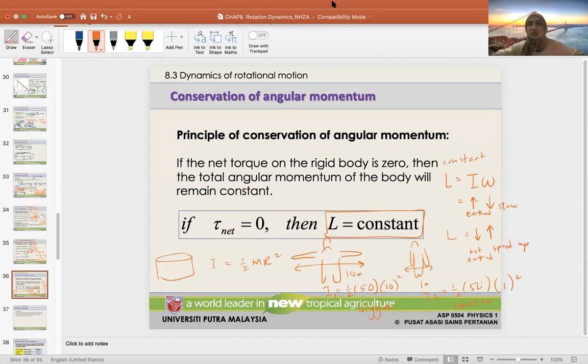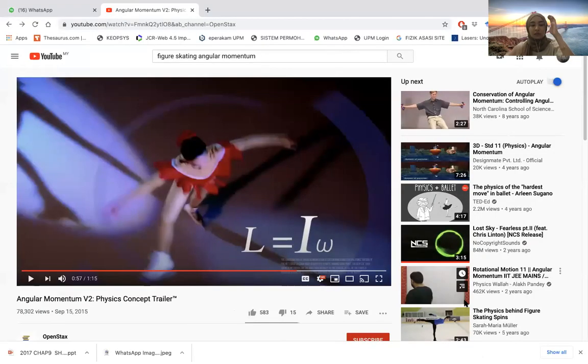Okay, so let's take a look at the video again. Was that really the case? When she extends, she is supposed to go slow. When she is not extending her arms, she is supposed to go fast. Okay, so let's see. So share screen. It's here. Share.